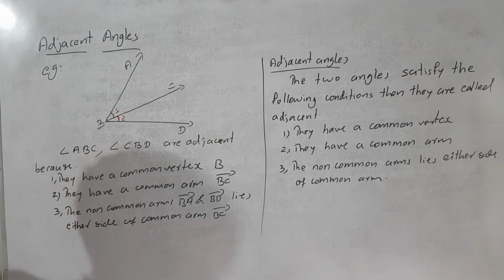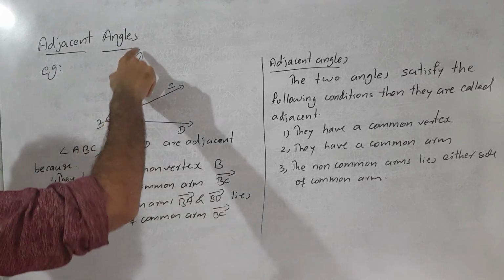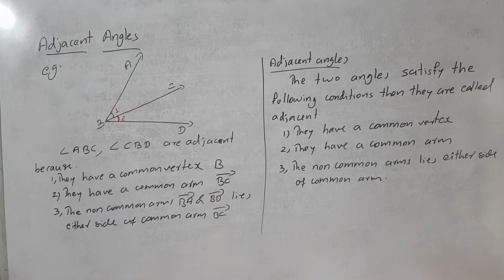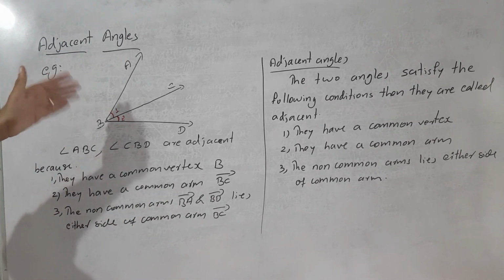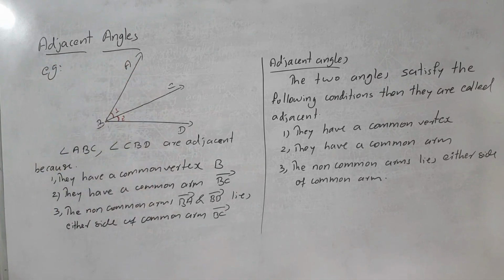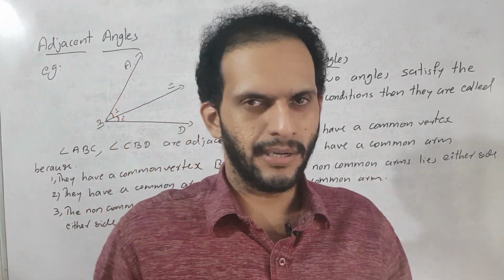Okay, then next we think about where the non-common arms are. First we want to identify what they are. Here they are BA and BD. Then just observe the figure. We get that they lie on both sides, either side of the common arm. Yes, BA and BD are on either side of the common arm. So these two angles are called adjacent.